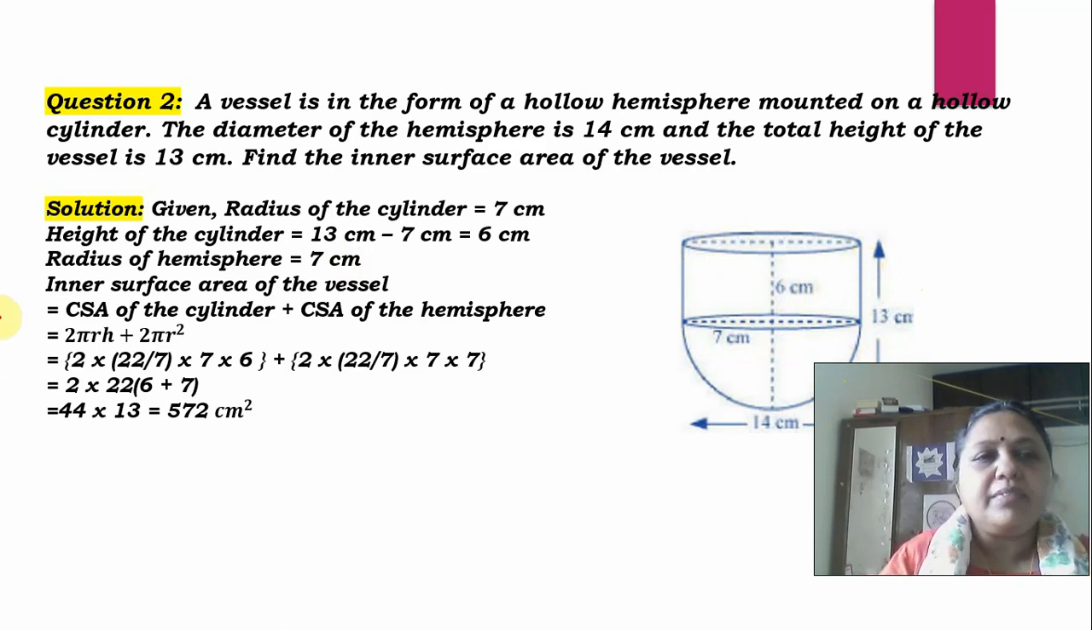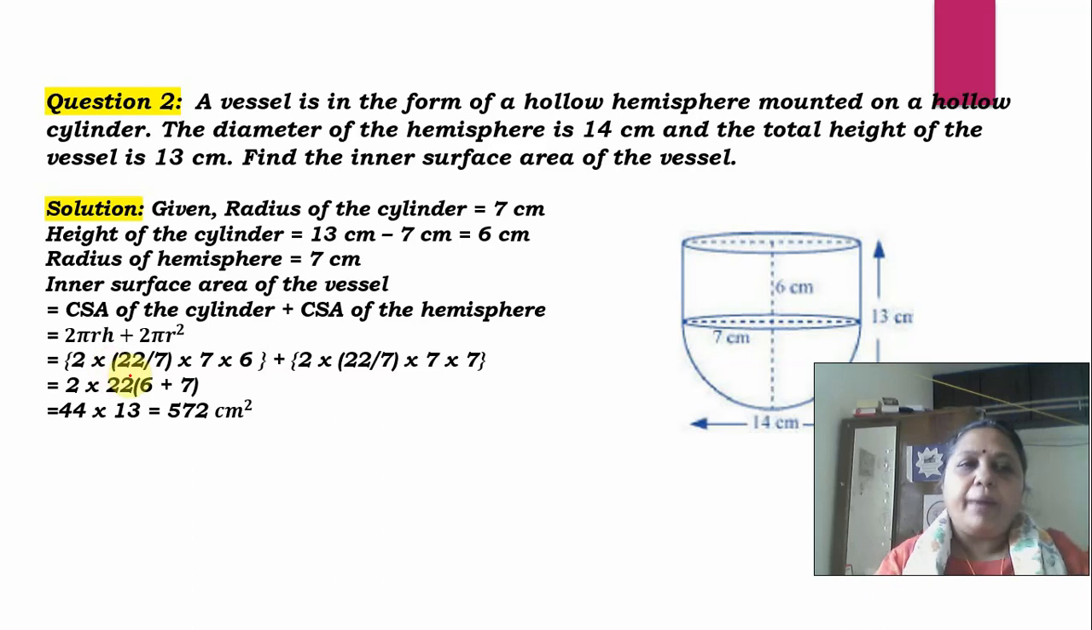So, what is the curved surface area of a cylinder? It is 2 pi r h. The curved surface area of a hemisphere is 2 pi r squared. For pi, we will substitute the value 22 by 7. So, when you calculate it, you have 2 into 22 by 7 into 7 common in both the terms. We bring it out. We have 6 plus 7, or 44 into 13, which is equal to 572 centimeters squared. I hope you understood how we solve this problem.